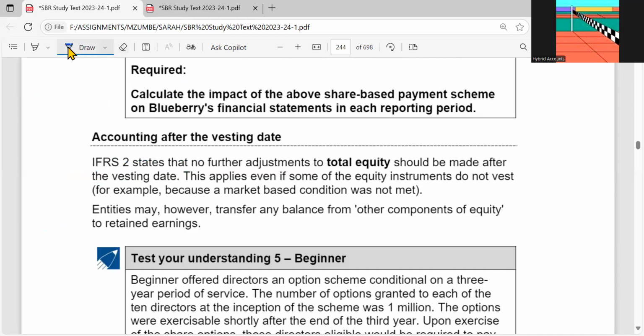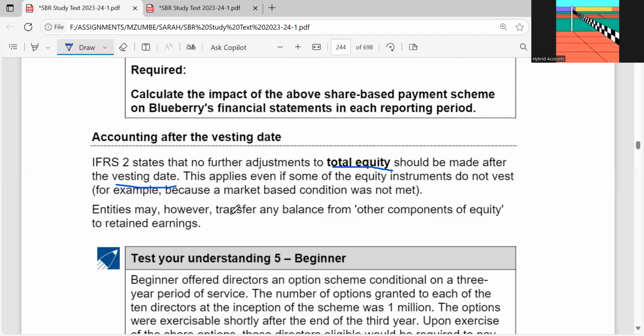IFRS 2 states that no further adjustments to total equity should be made after the vesting date. That's obvious, right? This applies even if some of the equity instruments do not vest. Even if it doesn't vest, maybe you promised 500 employees, but only 400 remain with you at that day at last, it won't matter. Do not adjust equity.